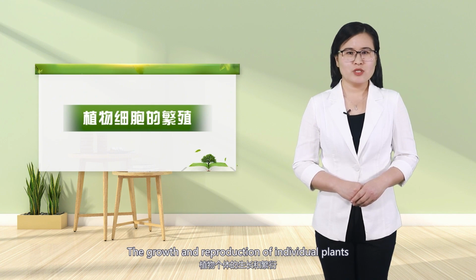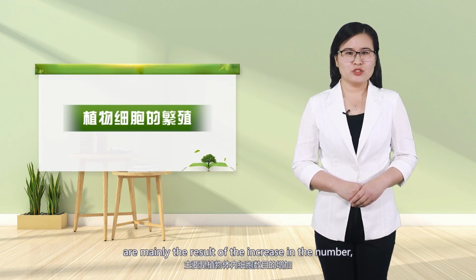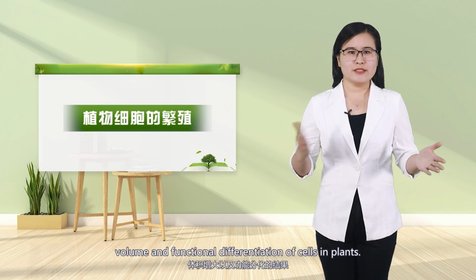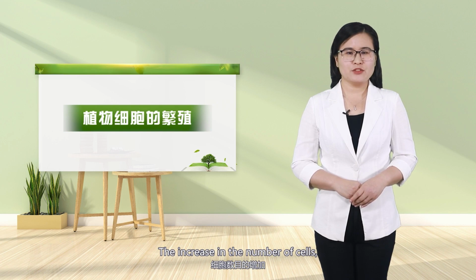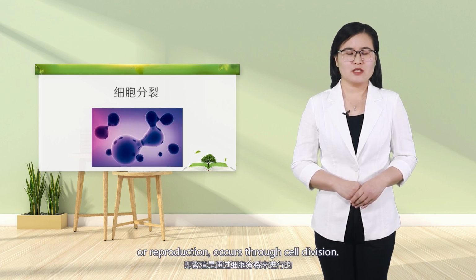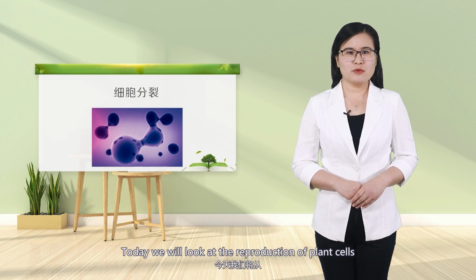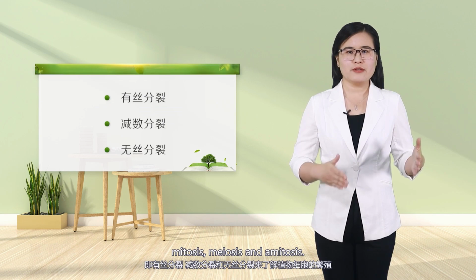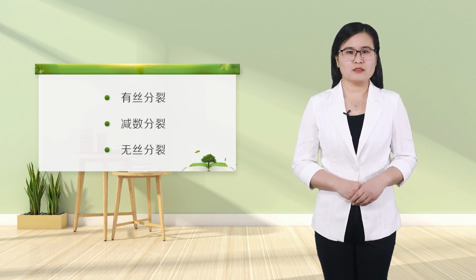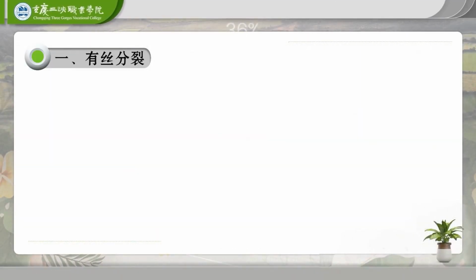The growth and reproduction of individual plants are mainly the result of the increase in the number, volume, and functional differentiation of cells in plants. The increase in the number of cells, or reproduction, occurs through cell division. Today we will look at the reproduction of plant cells in terms of the three ways of cell division: mitosis, meiosis, and amitosis. First, let's look at mitosis.